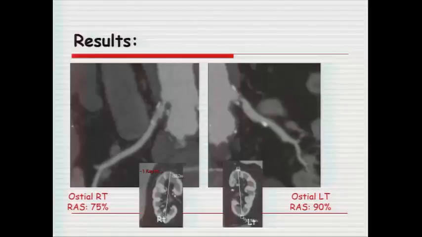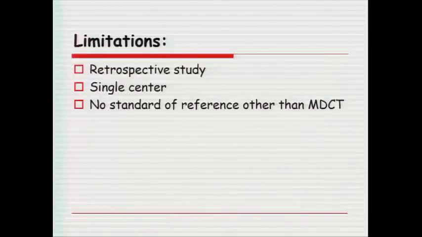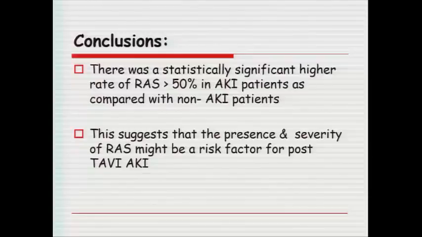Let's take a look at an example. Here we can see a very tight ostial stenosis in the left renal artery, and again a significant stenosis, less tight, of about 70% in the right-sided kidney, and we can see how we measured the kidneys as well. So the study had several limitations. Again, it was retrospective and single center, and there was no standard of reference other than the CT scans.